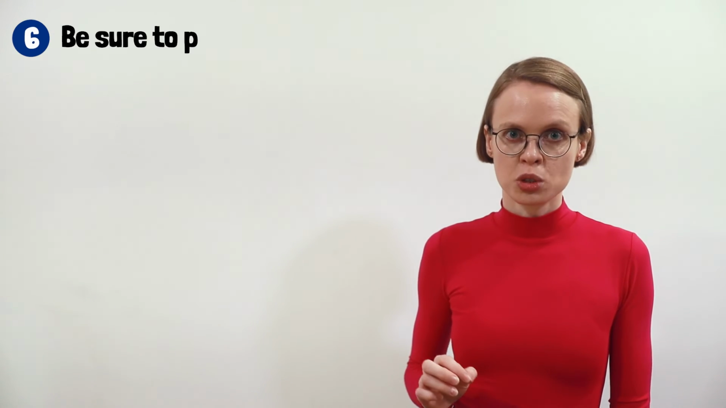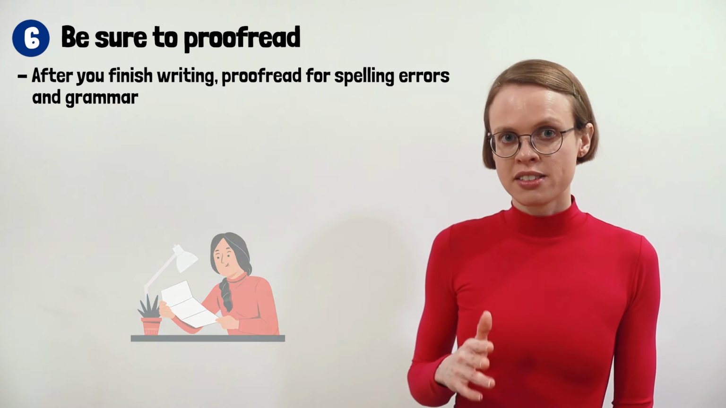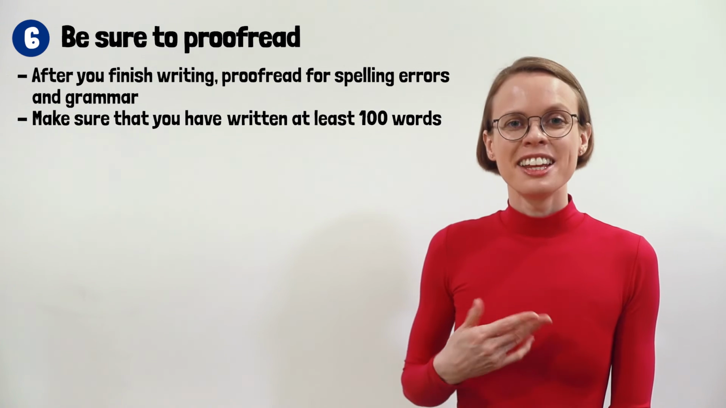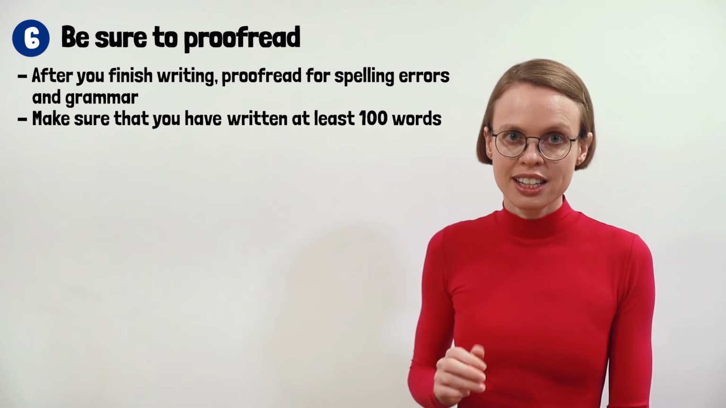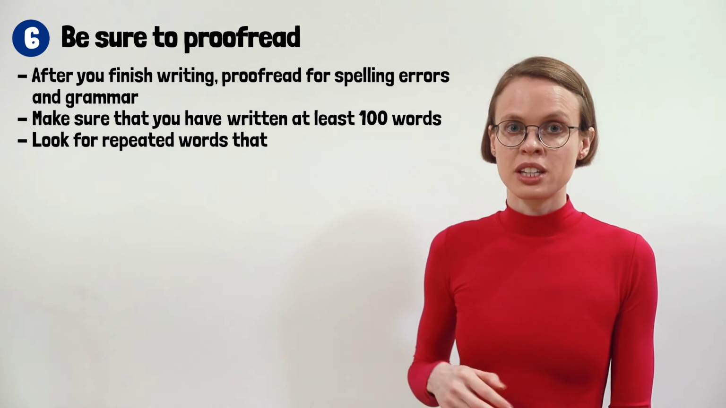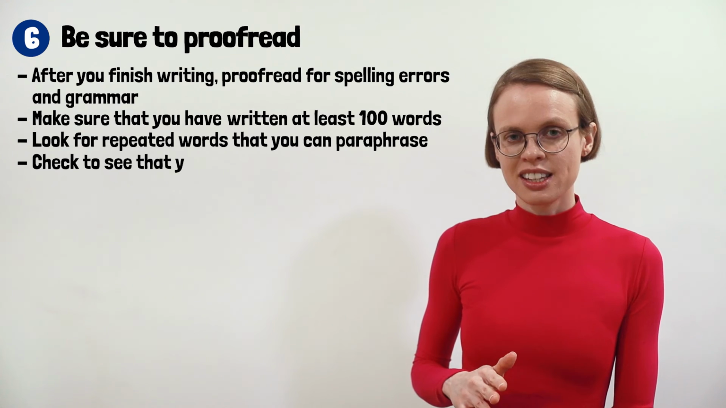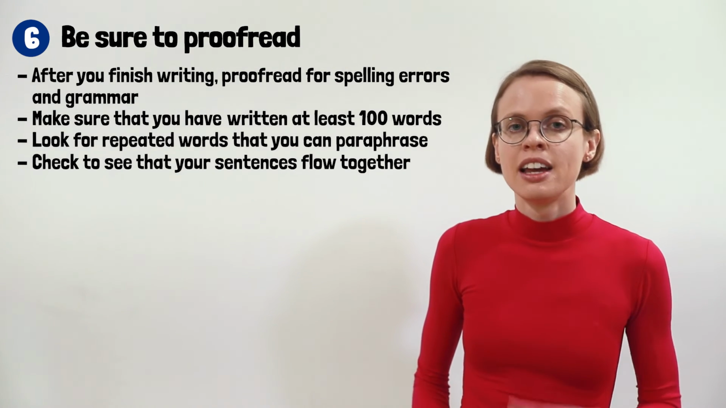Finally, be sure to proofread. After you finish writing, proofread for spelling errors and grammar. Plus, make sure that you have written at least 100 words. If you write less than that, that's a serious error that's really easy to catch by proofreading. Look for repeated words that you can paraphrase to show off your vocabulary. Check to see that your sentences flow together using linking words.